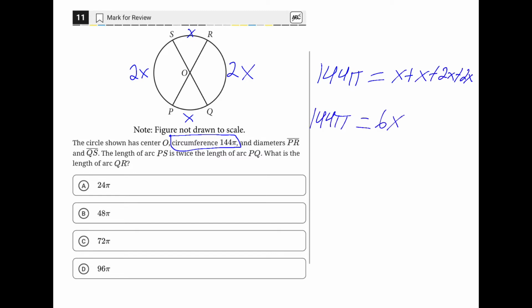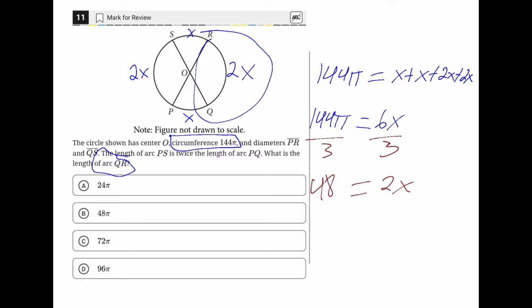And then you might notice that the arc QR is 2x. So I'm going to divide both sides by 3, and this gives me 48 pi here on the left, which is the answer.